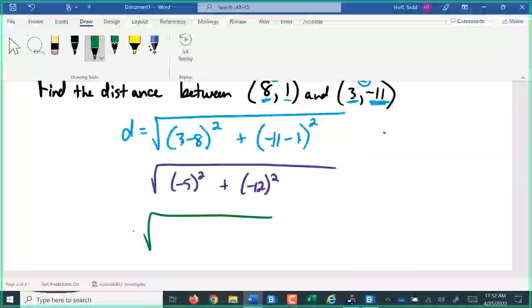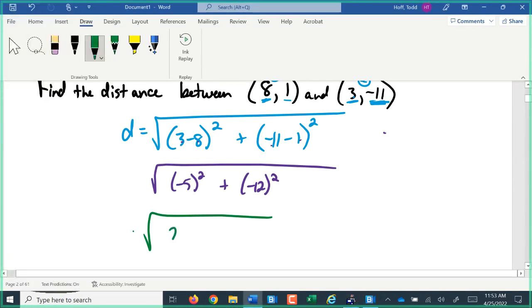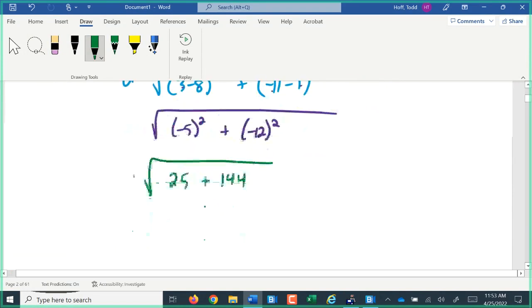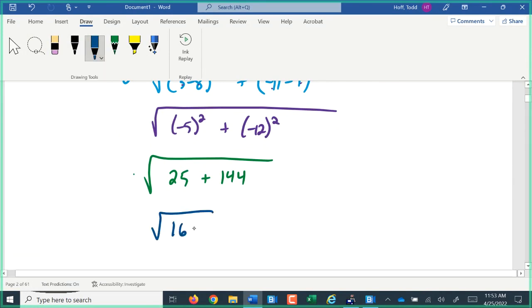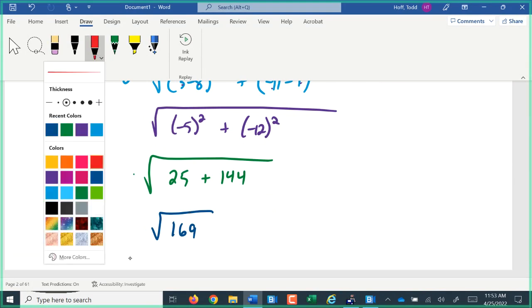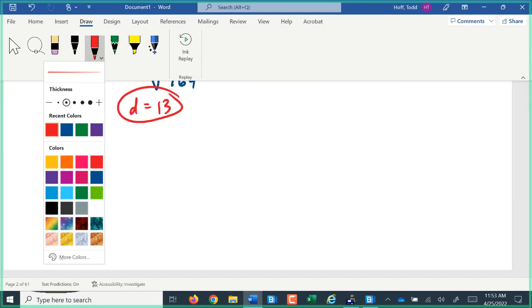Negative 5 squared. Now again, you got to be careful on your calculator. If you just punch negative 5 and hit x squared, it's going to try to tell you it's negative 25. You got to remember that when you square a number in your calculator, you have to put it in parentheses. So negative 5 squared is a positive 25. Negative 12 squared is a positive 144. We add those together. 25 and 144 is 169. And the square root of 169 is 13. So the distance between those 2 points is 13 units. Whatever the lattice coordinates of your graph are, the units are going to be used on that.